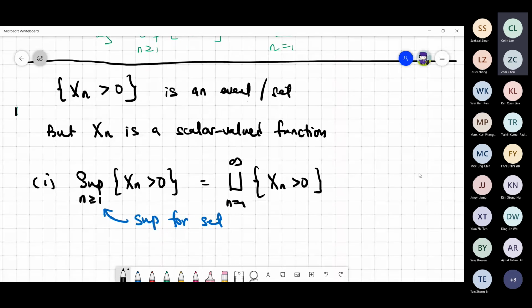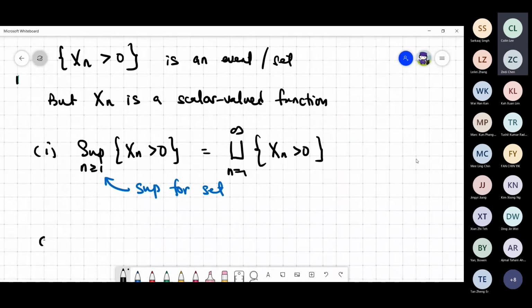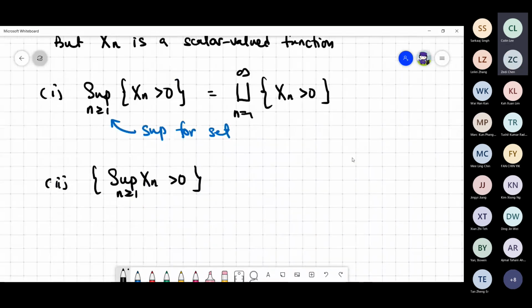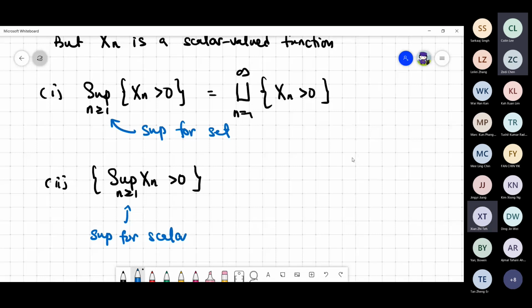But when we come to here, when we have the supremum of xn larger than this, this is the supremum for scalars. So they are not the same. I hope you can get the idea. We are using the same shorthand, sup, supremum or infimum. However, they are applied to two different types of objects. So I hope you can get a picture of this.